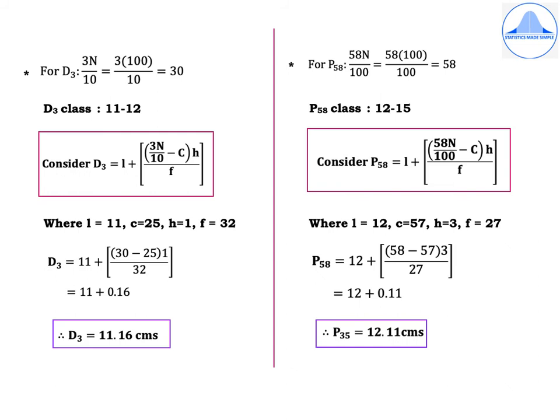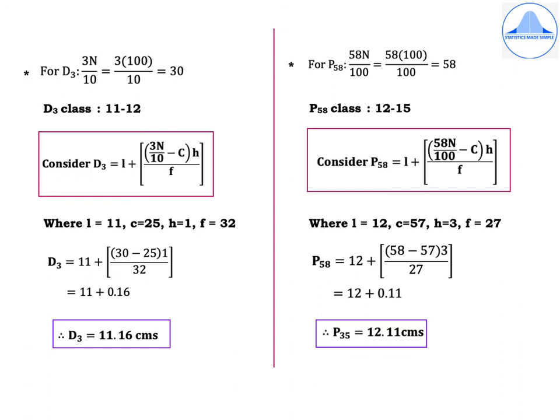Therefore, D3 is equal to 11 plus (30 minus 25) into 1 by 32, which is equal to 11 plus 0.16. Therefore, D3 is equal to 11.16 centimeters. In a similar way, for P58, find out 58n by 100, which is equal to 58 into 100 by 100, which is equal to 58.